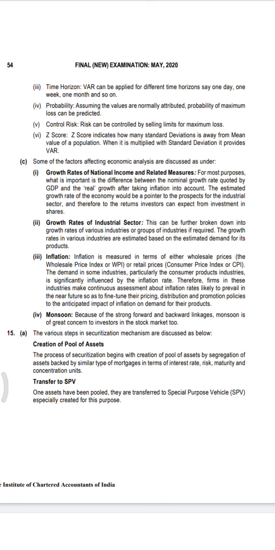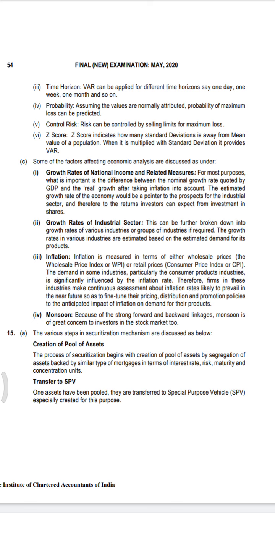Growth rate of national income and related measures. For most purposes, what is important is the difference between the nominal growth rate quoted by GDP and the real growth. After taking inflation into account, the estimated growth rate of the economy would be a pointer to the prospects for the industrial sector and therefore to the returns investors can expect from investment in shares. Growth rate of industrial sector. This can be further broken down into growth rates of various industries or groups of industries if required. The growth rates in various industries are estimated based on the estimated demand for their products.